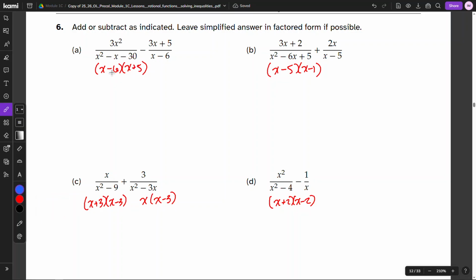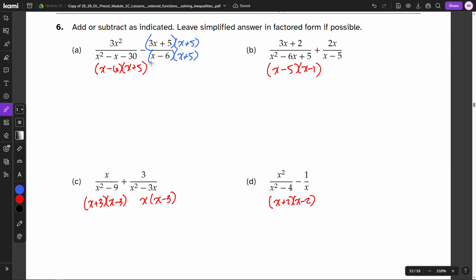It's going to be very, very helpful to go ahead and factor your denominators before you do any work. Because if we say x minus 6 times x plus 5, well, here I already have an x minus 6, so the only thing that this side is going to need is times an x plus 5, but if I do it to the denominator, I need to do it to the numerator.